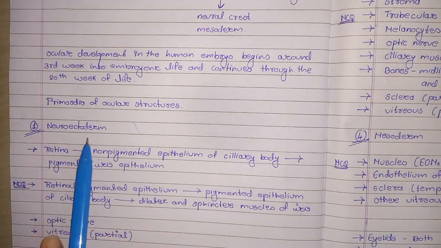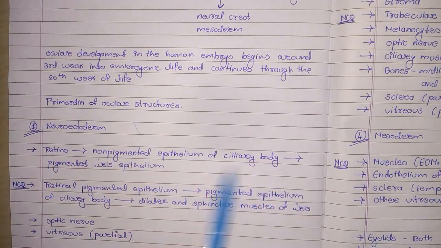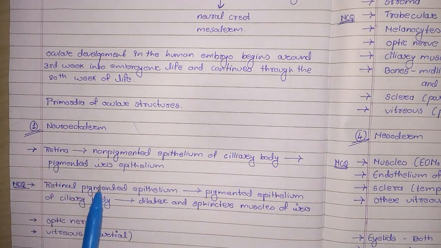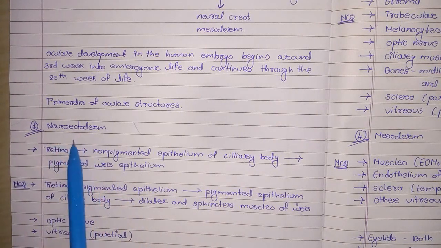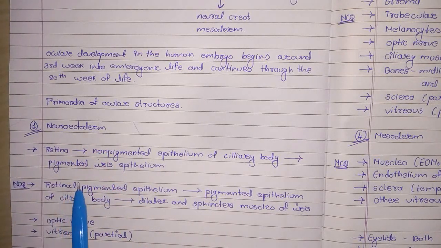So the neuroectoderm is the primordia of the retinal epithelium. Retina, non-pigmented epithelium of the ciliary body, and pigmented iris epithelium. Retinal pigmented epithelium, pigmented epithelium of the ciliary body, and the dilator and sphincter muscles of the iris. So both the sensory and pigmentary layers of the retina develop from the neuroectoderm, and this layer is continuous anteriorly to give rise to the ciliary epithelium and the pigmented layer of the iris.